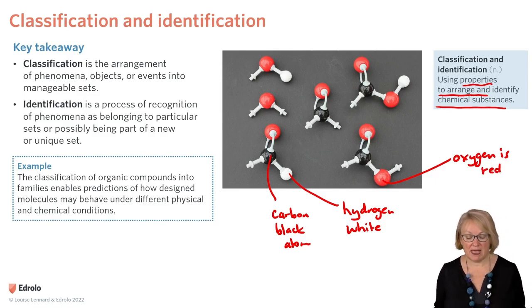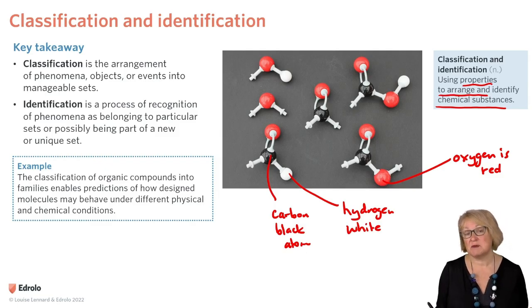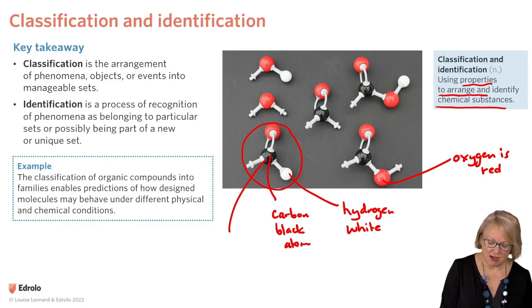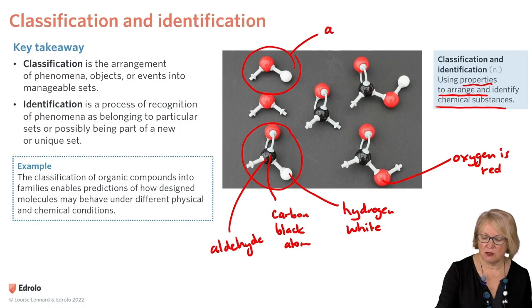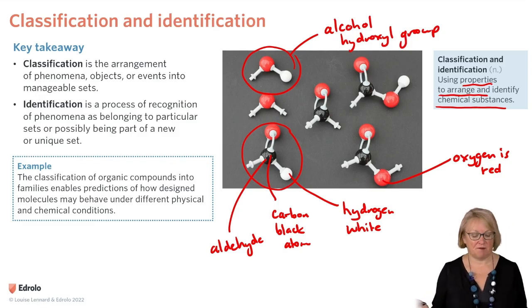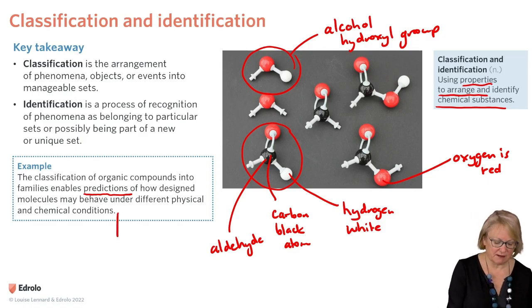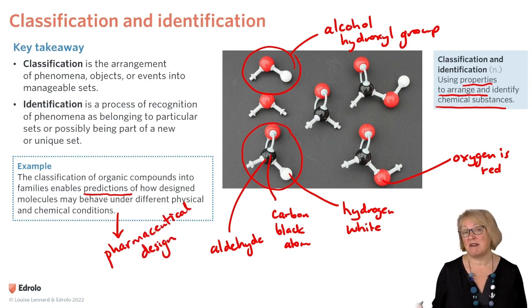And lots of organic compounds can be classified according to the types of atoms and their arrangement. So this is a particular class of organic compound. This is actually an aldehyde, whereas this one is an alcohol group or hydroxyl group. So organic chemicals can be classified into various families. So by doing this, it enables predictions of how designed molecules might behave under different physical and chemical conditions. And a typical example would be in drug design or pharmaceutical design. So a whole family of pharmaceuticals might behave in a similar way.